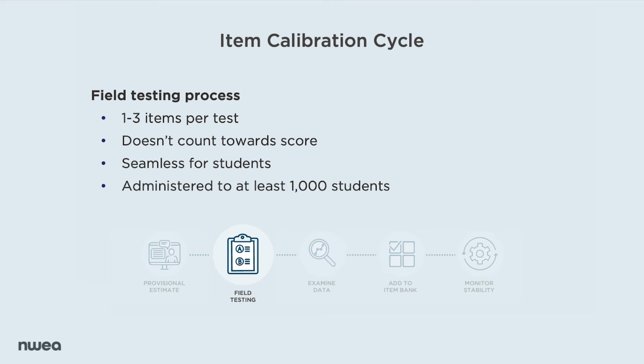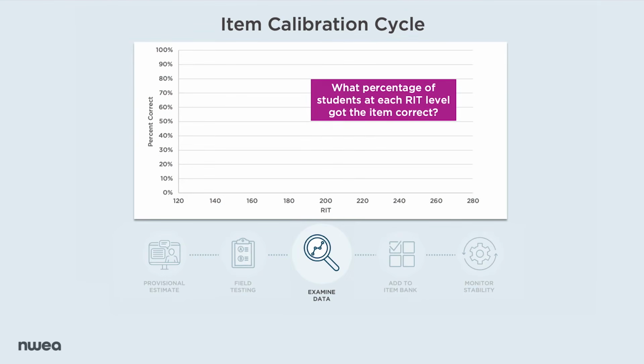And in the field test process, each new item is administered to at least 1,000 students. The purpose of field testing is to calibrate the difficulty estimate of each new item. We embed new items in the assessment alongside the items that will actually be used to determine a student's score. This method allows us to link new items to the existing item bank. By comparing how new items perform alongside items that have already been calibrated, we can accurately determine the actual difficulty of each new item.